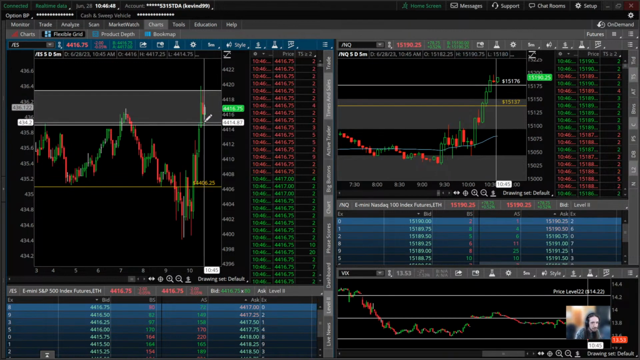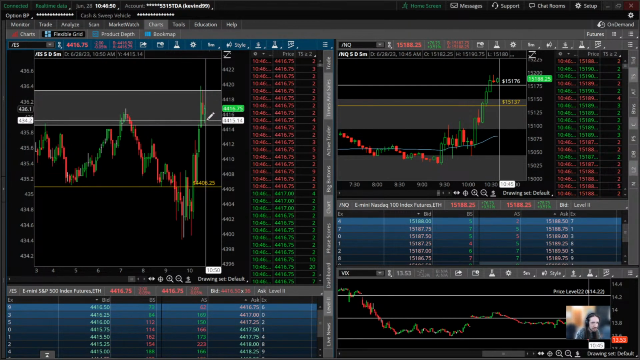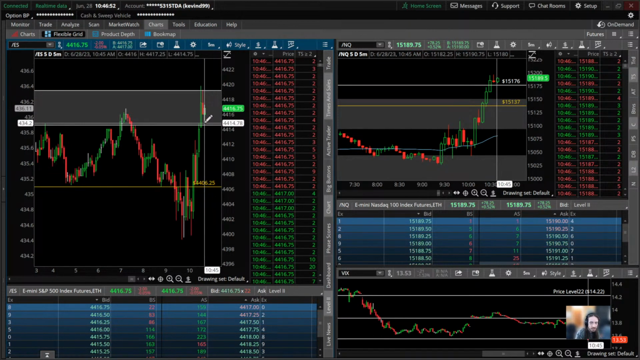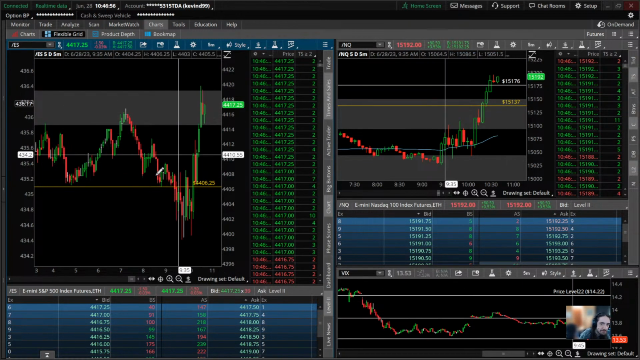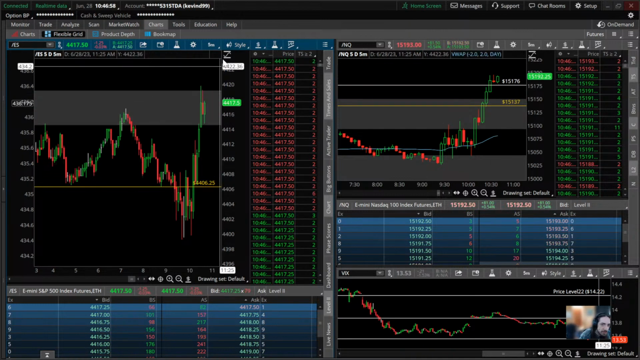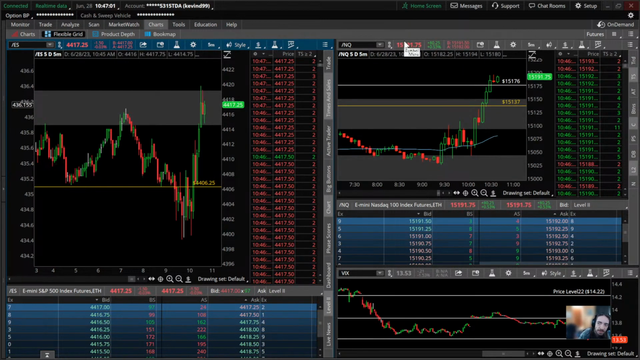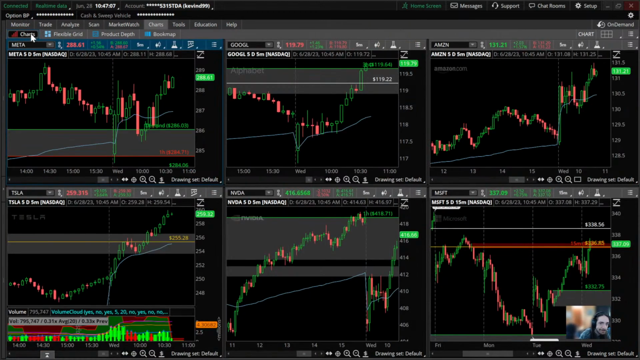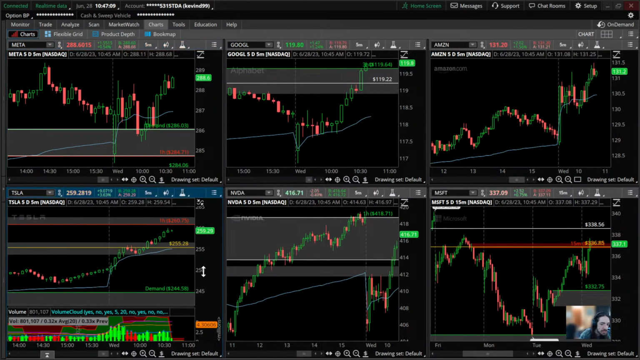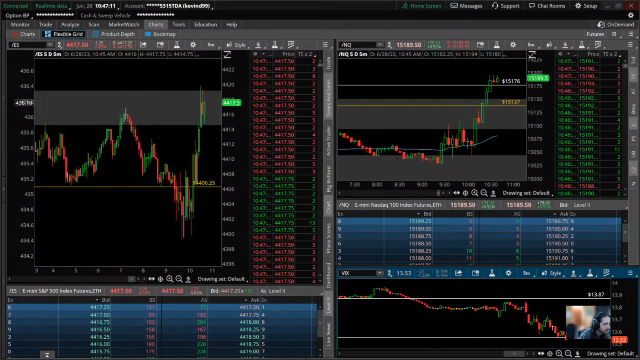But yeah, so here's the pullback, right? So we would have wanted to enter around here because it was holding that area I wanted us to hold. And we would put our stop somewhere over here. So let's see if it wants to rally from here. NQ looking strong. VIX is breaking that key level, breaking the range. Tesla close to that target.